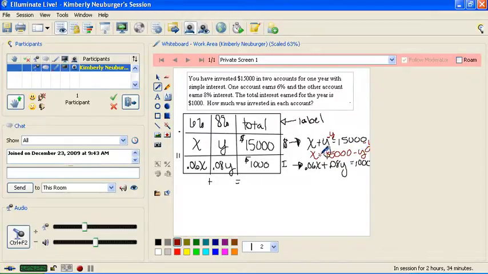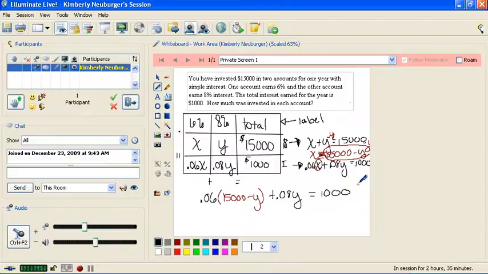Since x is that, and x is the same in both equations, I can take this and replace the x in the other equation with it. What that does is it gives me 0.06 times (15,000 minus y) plus 0.08y equals 1,000.